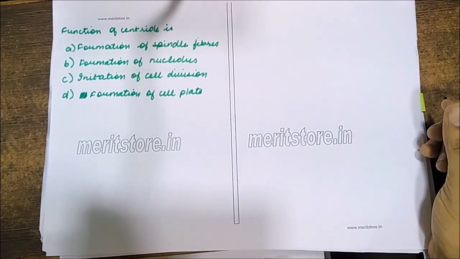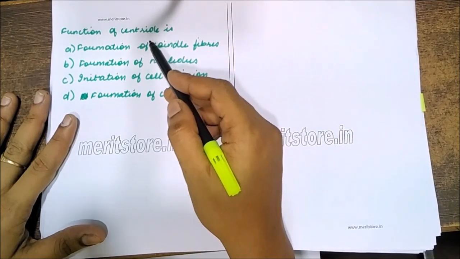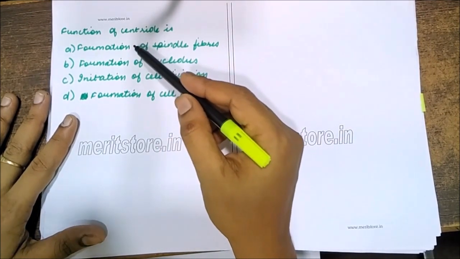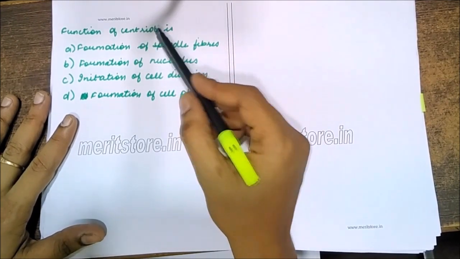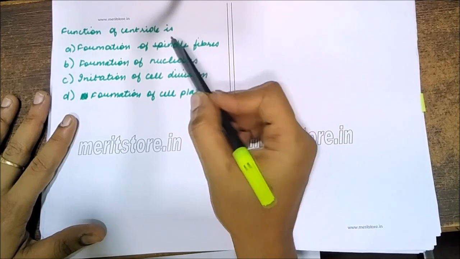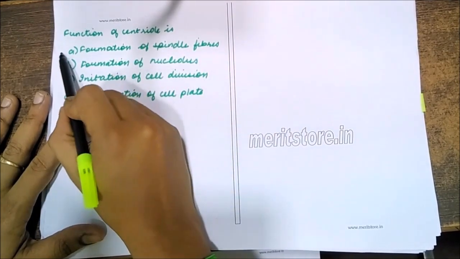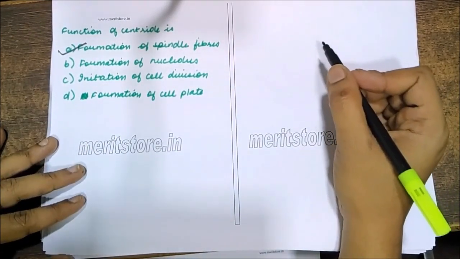The function of centriole is the center point of chromosomes, right? And during separation of chromosomes, or moving them towards the opposite poles, it is through the centriole where spindle fibers get attached to the chromosome. So the function of the centriole is formation of spindle fibers. So the correct option is A.